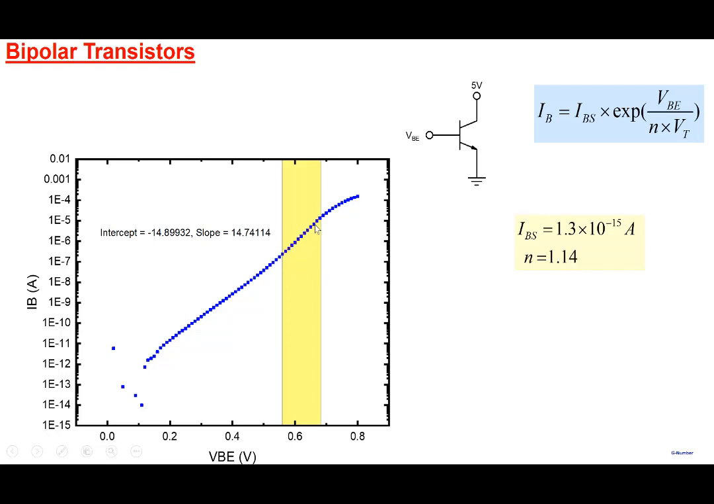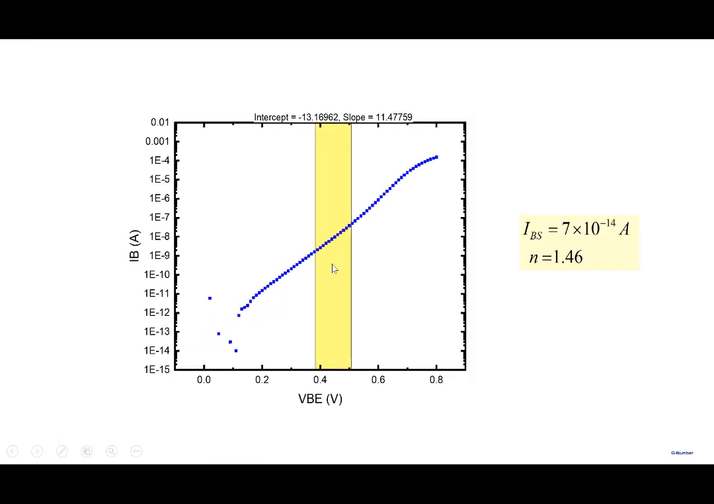Now, this is in this part of the characteristics, right? If I were to fit another part of the characteristics, all right, so the values that we get here, if you apply a base emitter voltage of 0.7, the base current that you get is around 40 microamperes here. If I were to fit a straight line at some other part of the characteristics, I get IBS of 70 femtoamperes, n equal to 1.46. So what I'm trying to tell you is ideality factors are also not constant in general. You may have one ideality factor at some lower bias, another at some higher bias. These ideality factors also change.